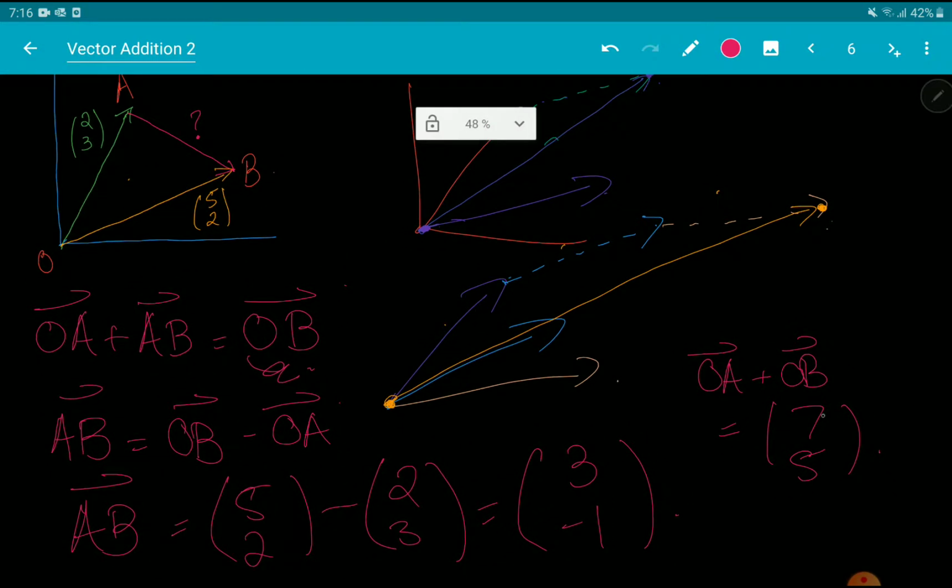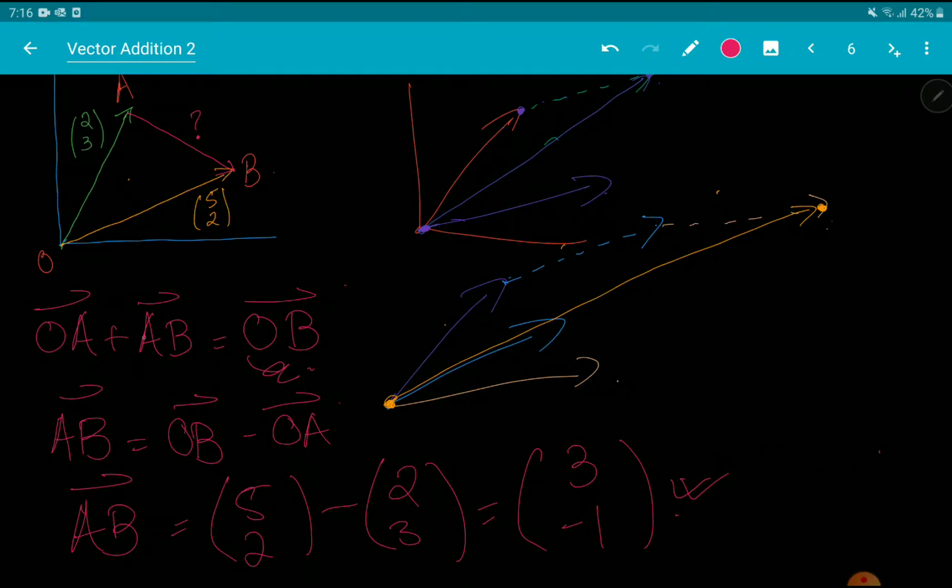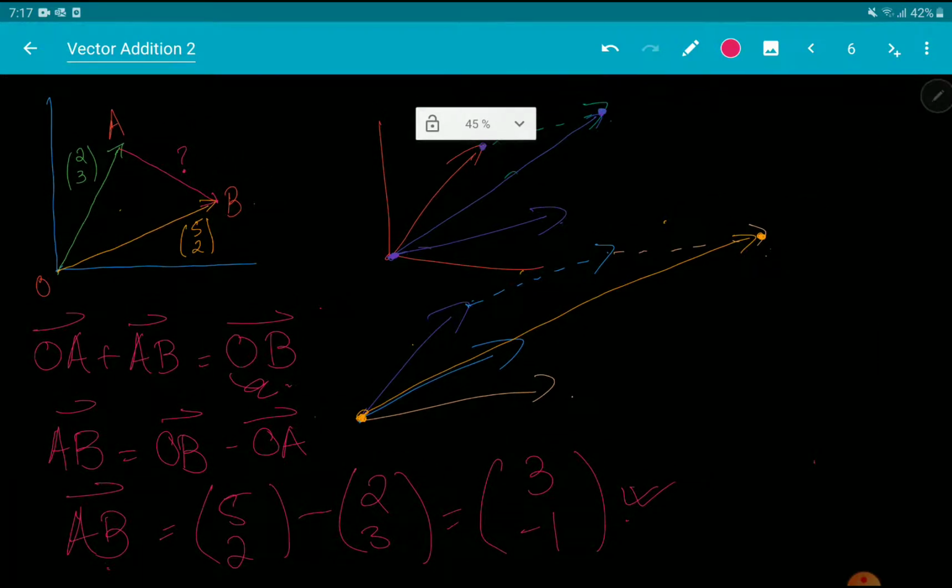Both of these components are positive, but AB has a negative y component, and this makes much more sense. And this is the way to do it, because we move through it logically. Follow OA and then AB, and you end up at B, which is the position vector of B. And the position vector of B is just given by OB. And you move the things around, you get AB, right? So this is your answer. This is how you do it.